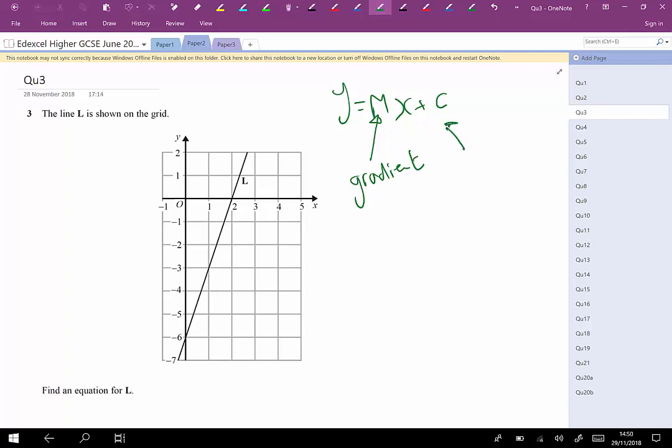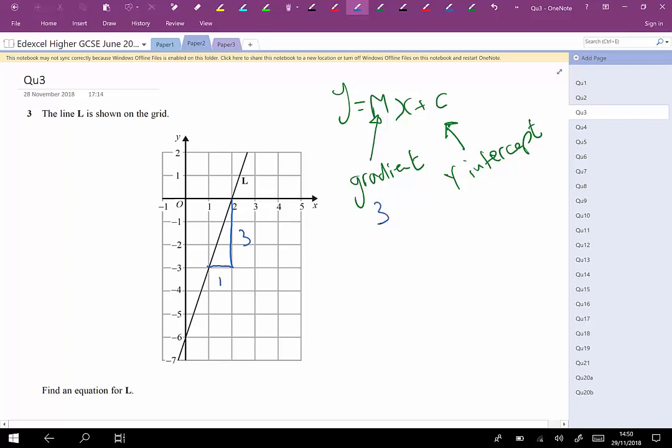What's c then? Y-intercept. Okay, good. Just a quick look at the line. Is it a positive gradient or a negative gradient? Positive. So as we read from left to right, this line's going upwards. For every one that we go across, it looks like we're going up 3. So the gradient, in our case, is going to be 3.